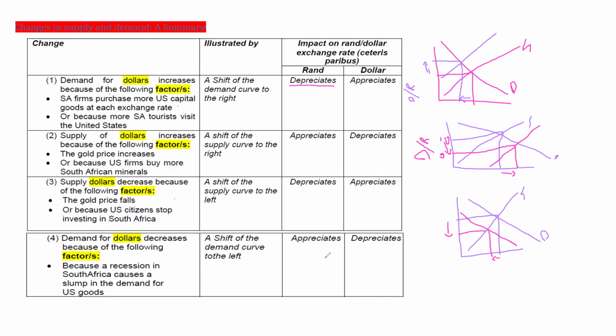So the rand will appreciate because let's say you needed 10 rand to buy the dollar, now you need 5 rand. So it means that the rand has gained value. So the rand appreciates and the dollar will depreciate.